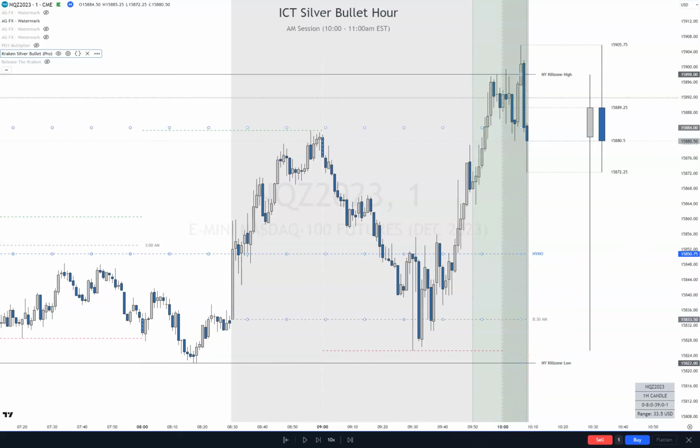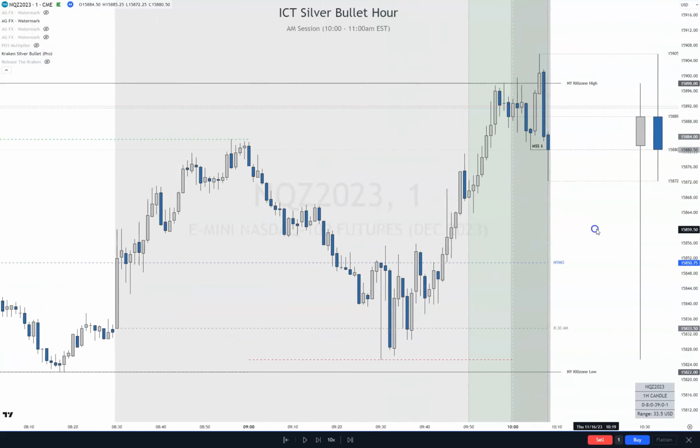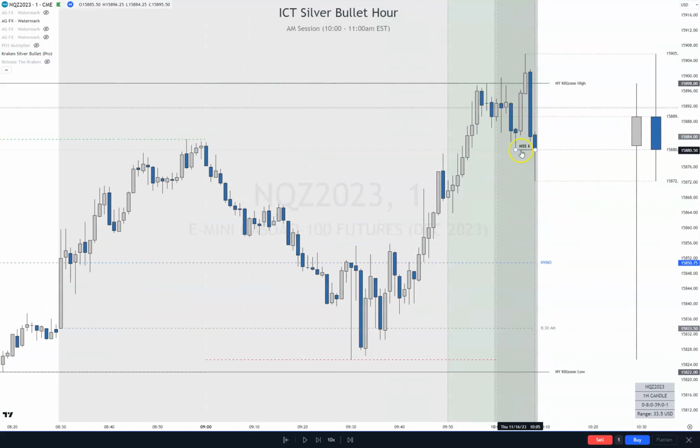Okay, so we have a market structure shift right here. Let me open this up like this, make this a little bit bigger. You have a market structure shift right here. Inversion fair value gap. This would be a fair value gap. We'd expect price to come down here and then go up. It didn't, it went through it. So that would make this an inversion fair value gap.